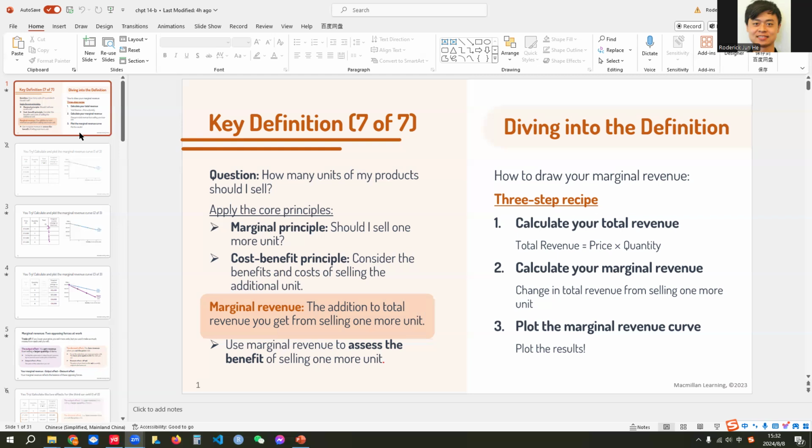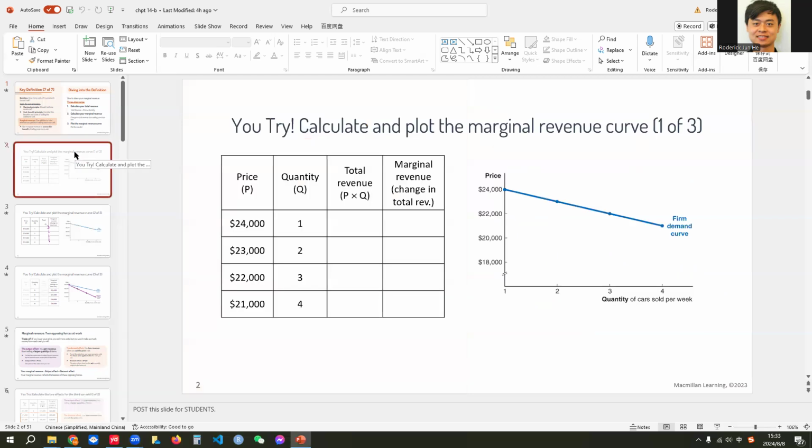Here, in order to find marginal revenue, we need to take 3 steps. The first one is to calculate your total revenue. The second one is to calculate your marginal revenue. The third one is to plot the marginal revenue for better visualization. So here is the question. We have the price from 24,000 to 23 to 22 to 21 in response to different quantities, and we are to fill in those empty blanks of total revenue and marginal revenue.